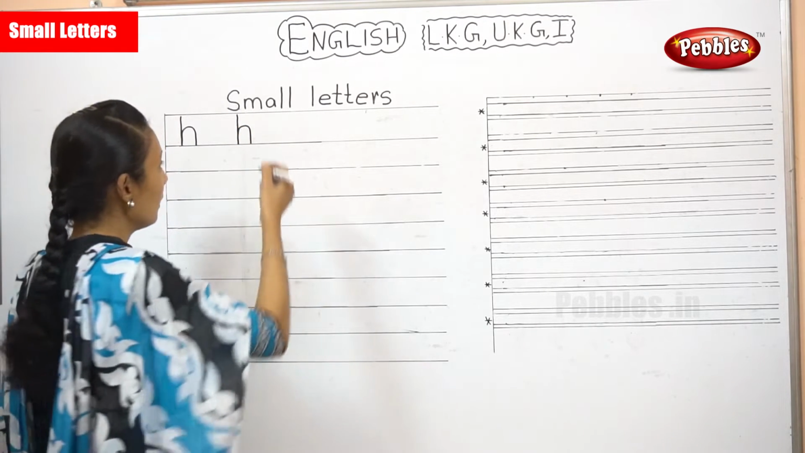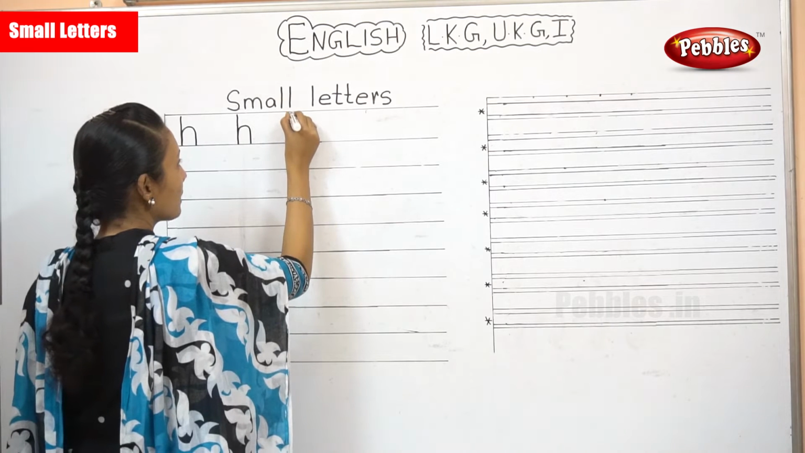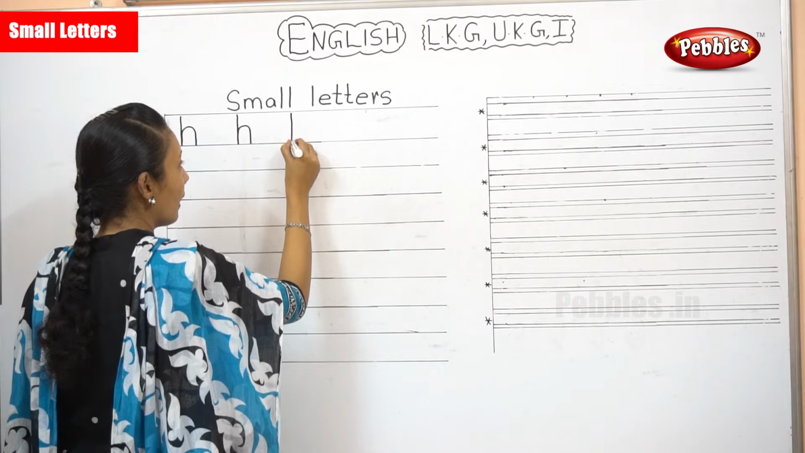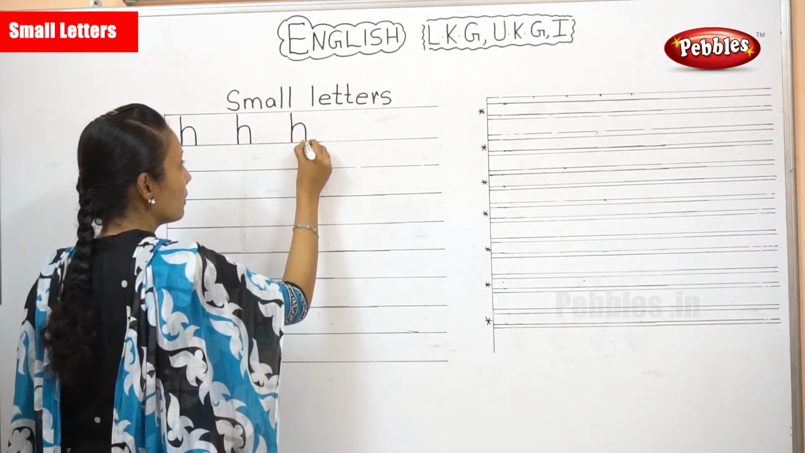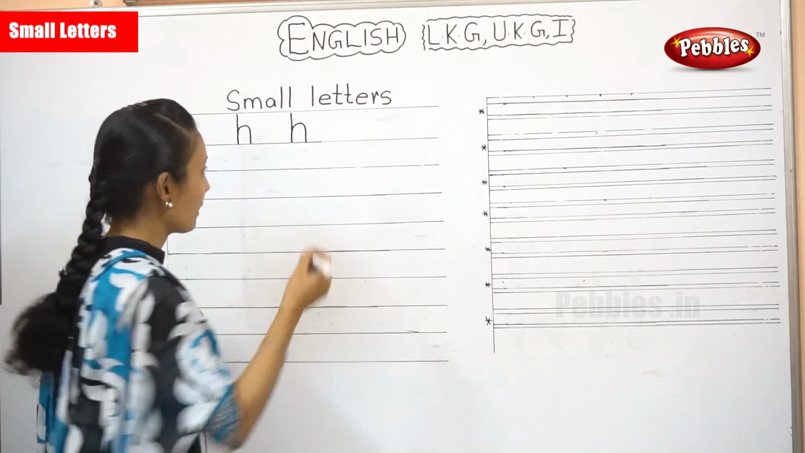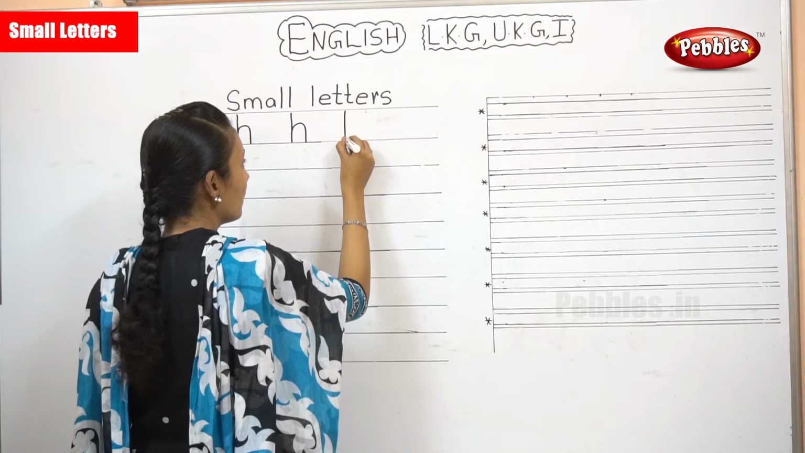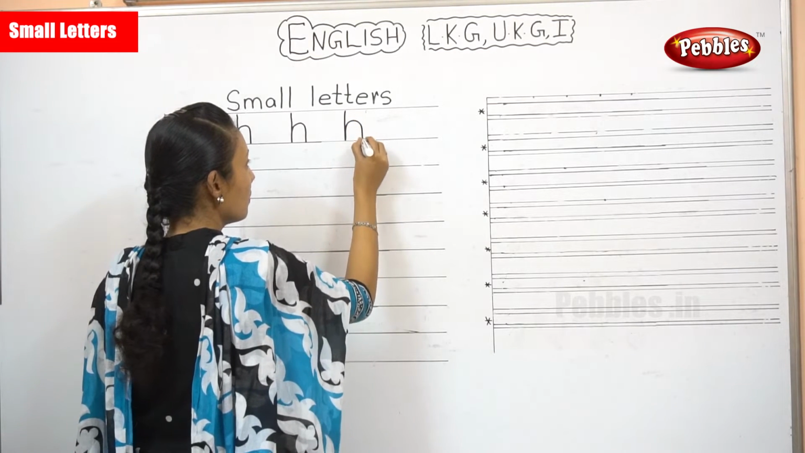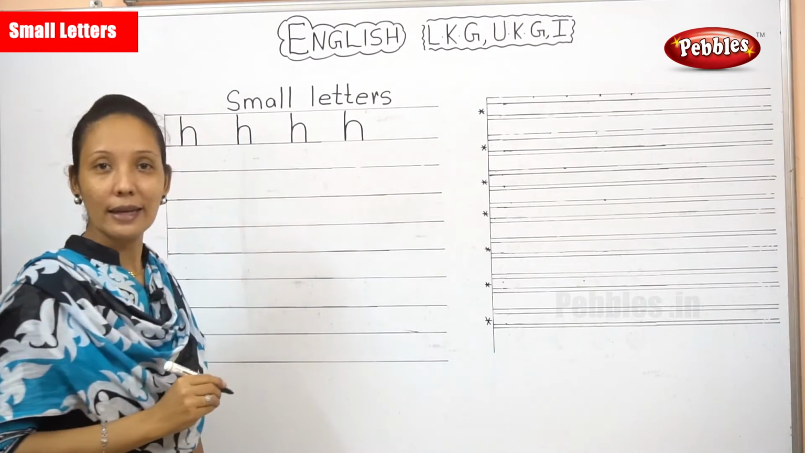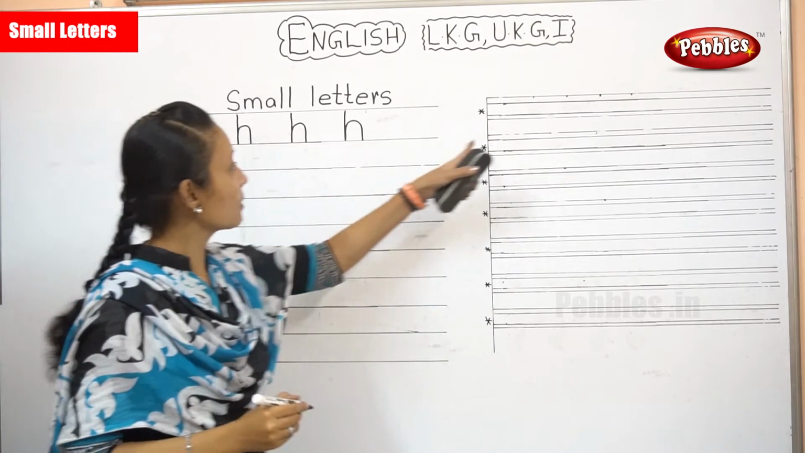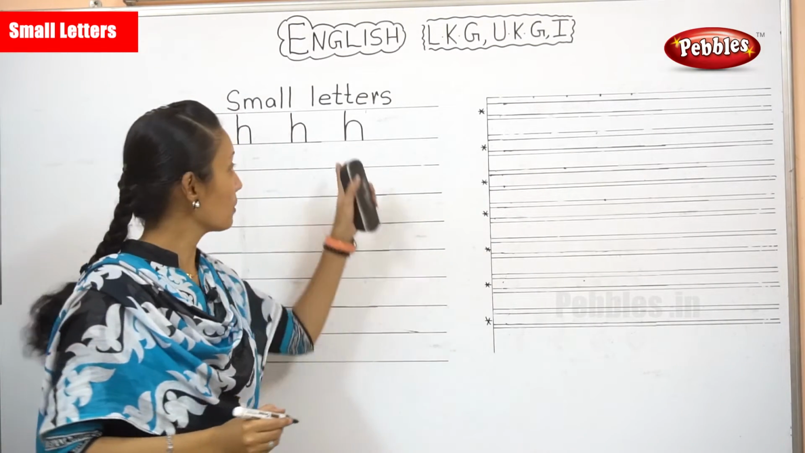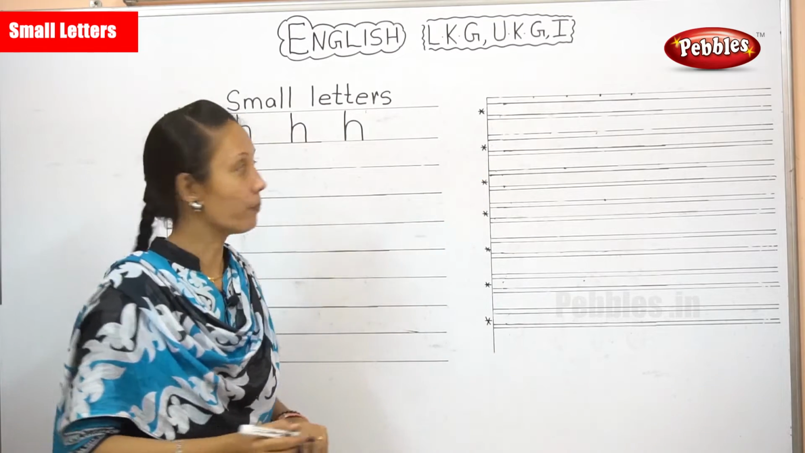This is small h. Once again a slanting line and a down curve, small h. Standing line and a down curve, small h. Now shall we see how to write the small h in your 4 line?